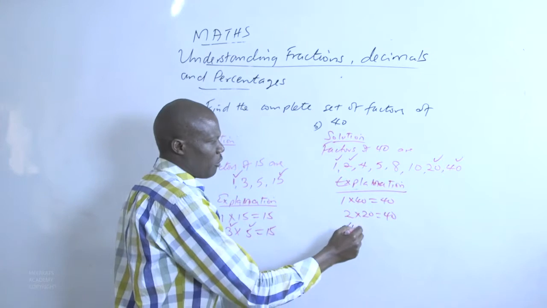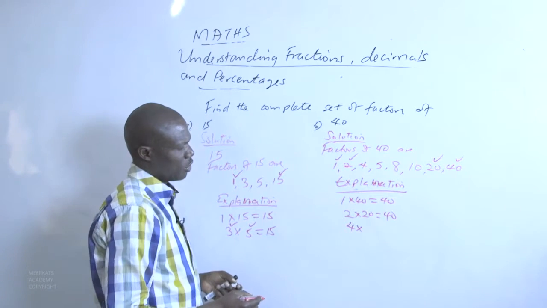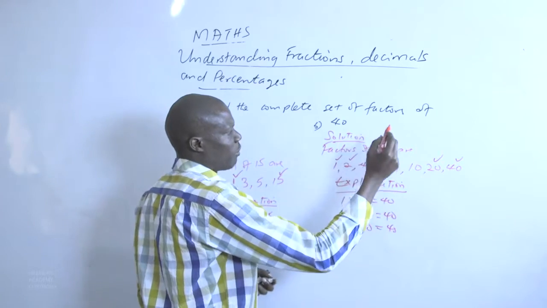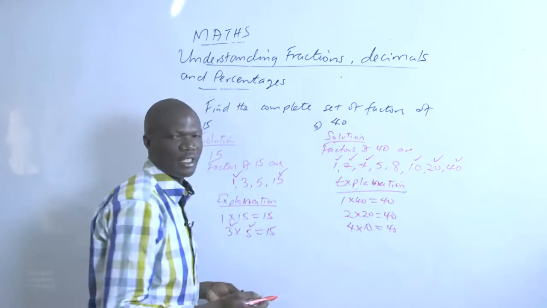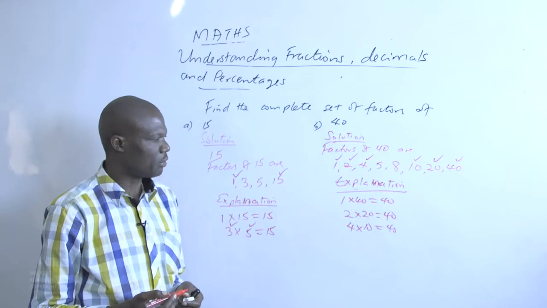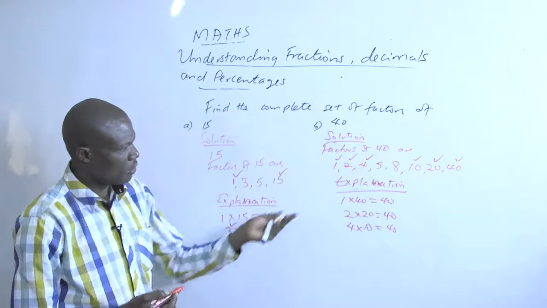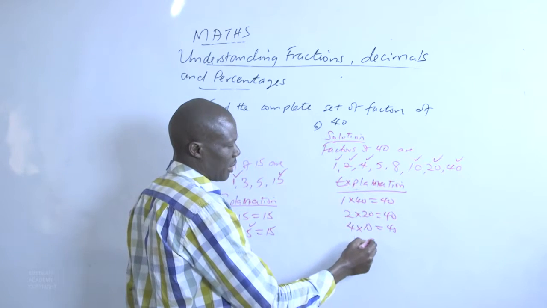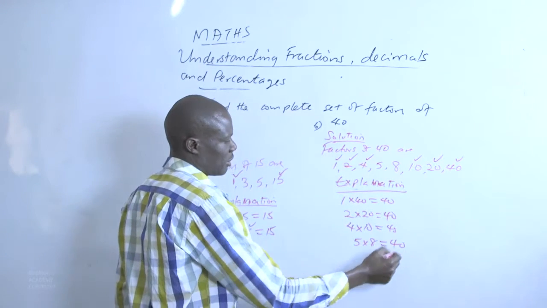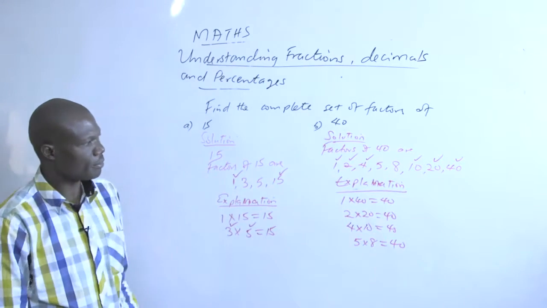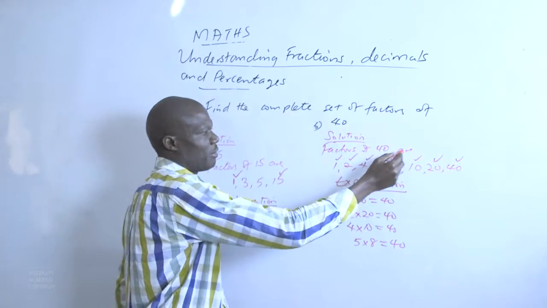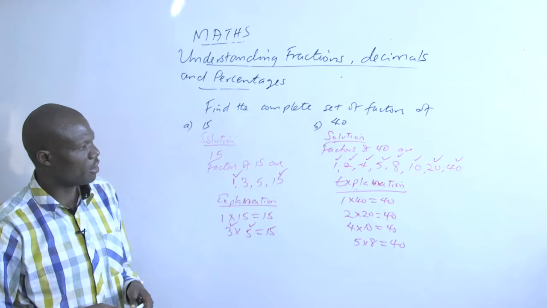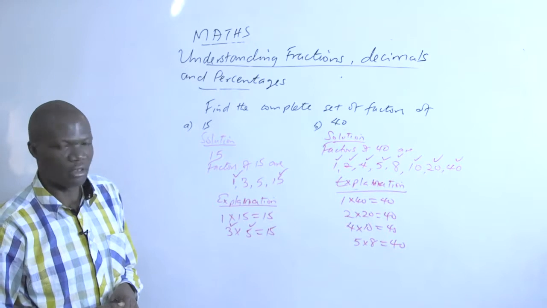Taking 4. 4 multiplied by what will give us 40? You will find that it is 10. This gives us 40. So 4 is a factor and 10 is a factor of 40. The 2 factors remaining are 5 multiplied by 8, and this one will give us 40. So we've confirmed 5 as well as 8 are both factors of 40.